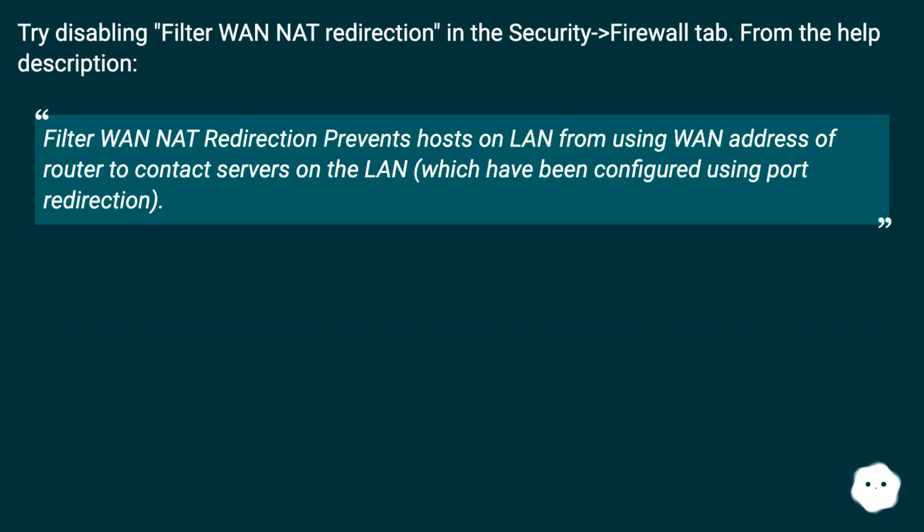Try disabling Filter WAN NAT redirection in the Security Firewall tab. From the help description, Filter WAN NAT redirection prevents hosts on the LAN from using the external address of the router to contact servers on the LAN, which have been configured using port redirection.